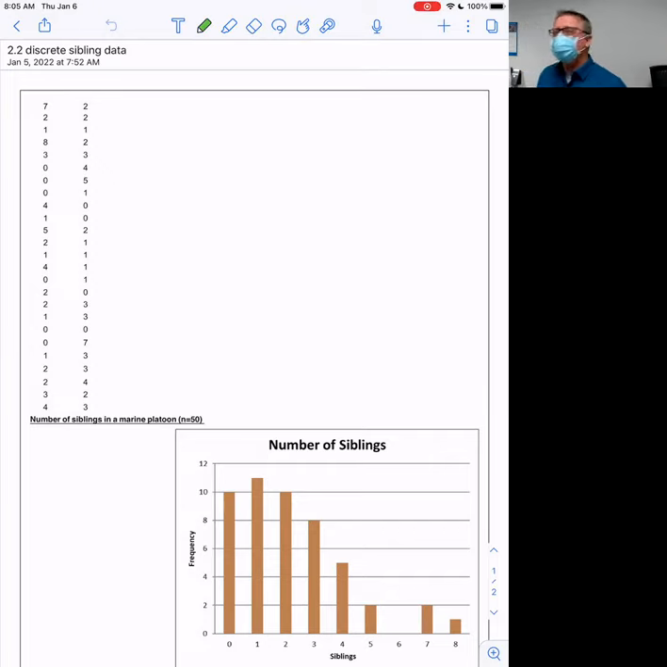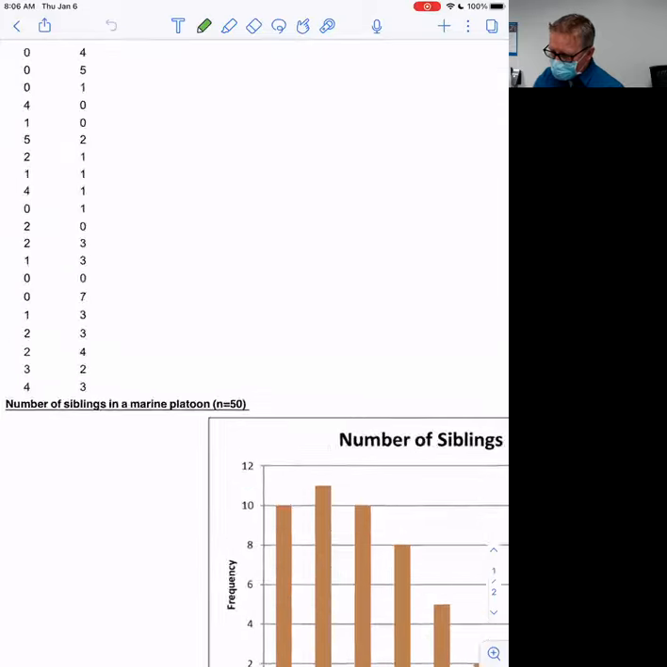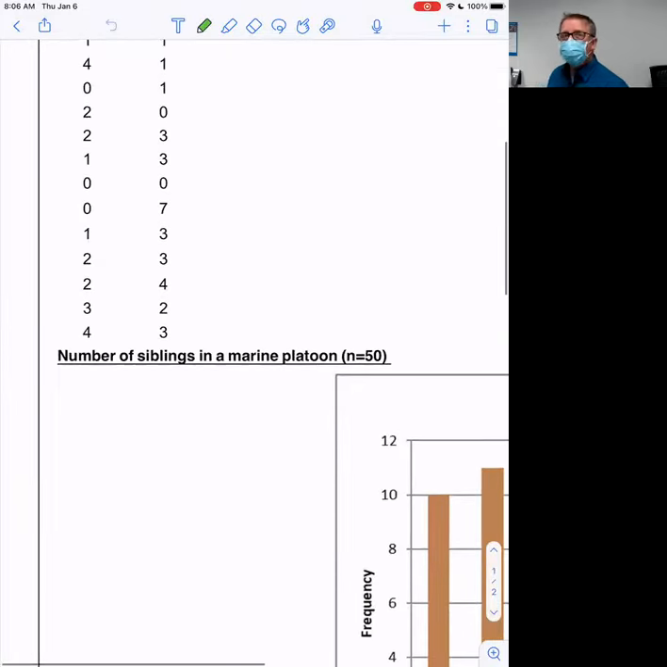Notice this is kind of a unique example, and I've mentioned that you have a final project in this class. This was actually somebody's final project a couple of terms ago. They collected the data of how many siblings there were in their Marine platoon. There were 50 people in their platoon, and they surveyed them, I think via Facebook or something like that, as to how many siblings they had.